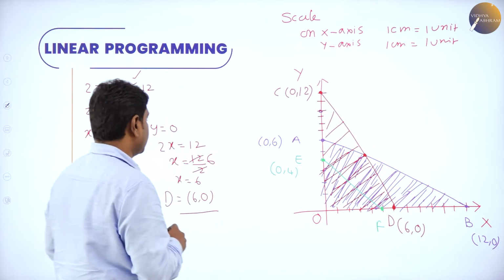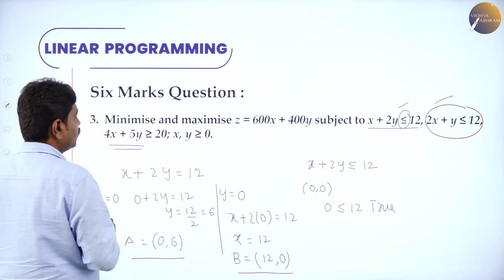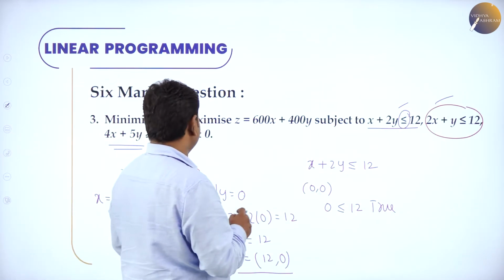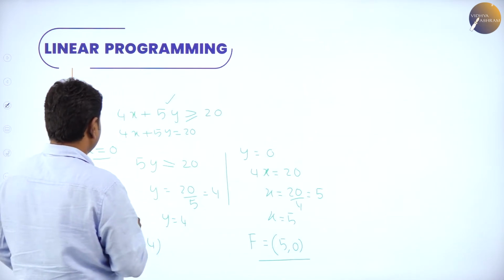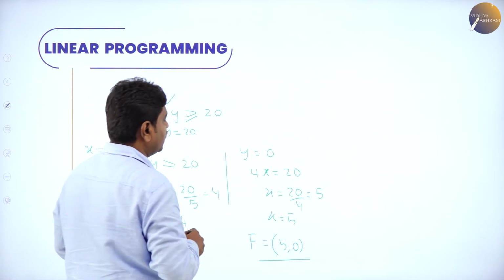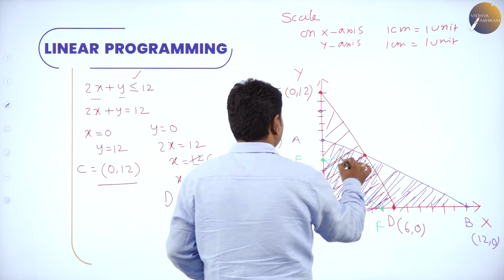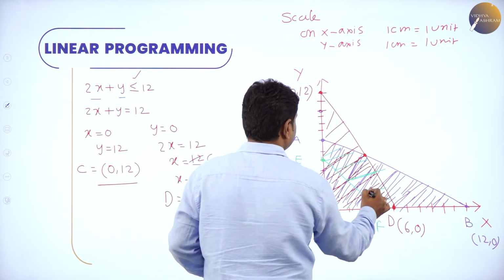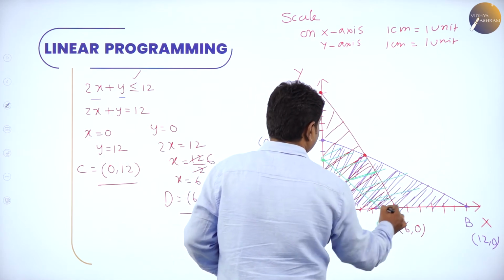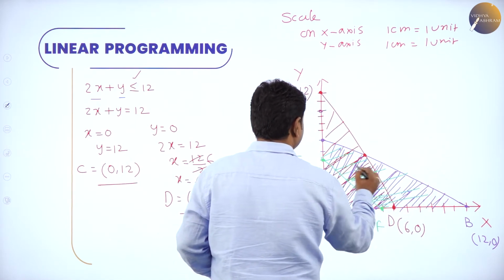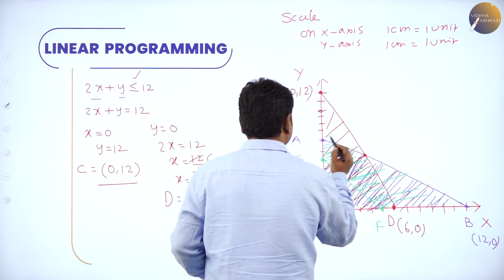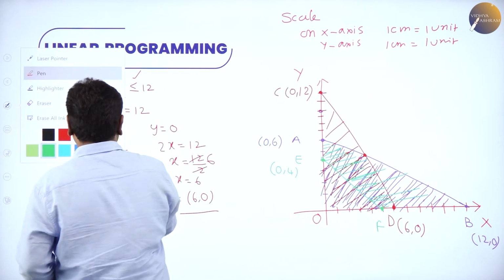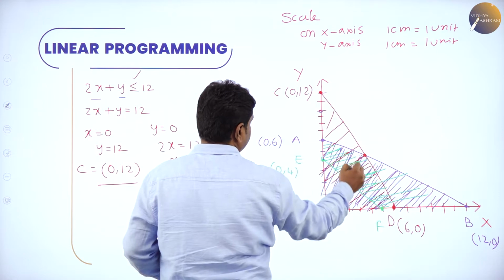Now I need to shade it. In order to shade, what do they give? It is greater than. Greater than means what? Shade above. Shade above. So now we have done shading of all the lines.